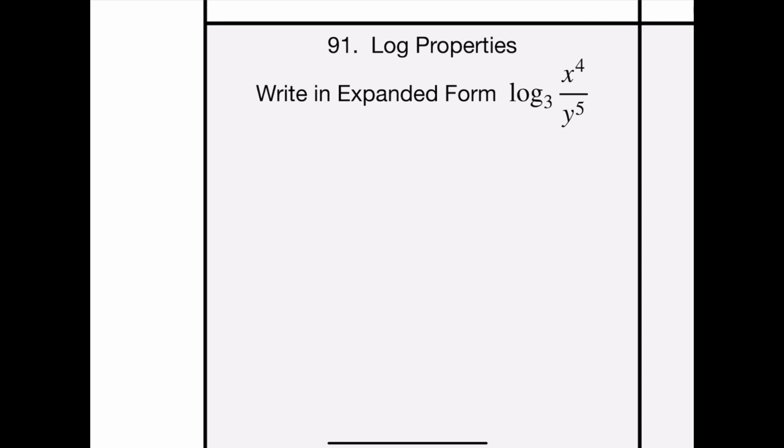Problem number 91 is the log properties. It says to write in expanded form log base 3 of x to the 4th over y to the 5th. So if you remember from the exponent rules, to divide exponents, we subtracted. And so we're going to do the same thing with logs. To write this in expanded form, we're going to write log base 3 of x to the 4th, and to show the division, we're going to subtract another log base 3 of y to the 5th. So in expanded form, it would say log base 3 of x to the 4th minus log base 3 of y to the 5th.